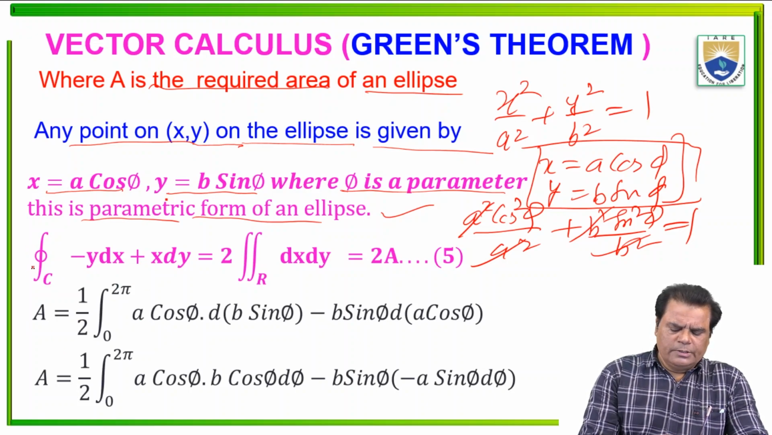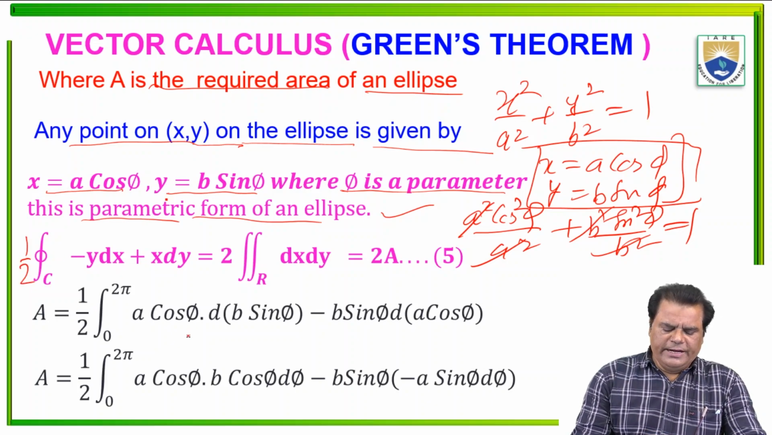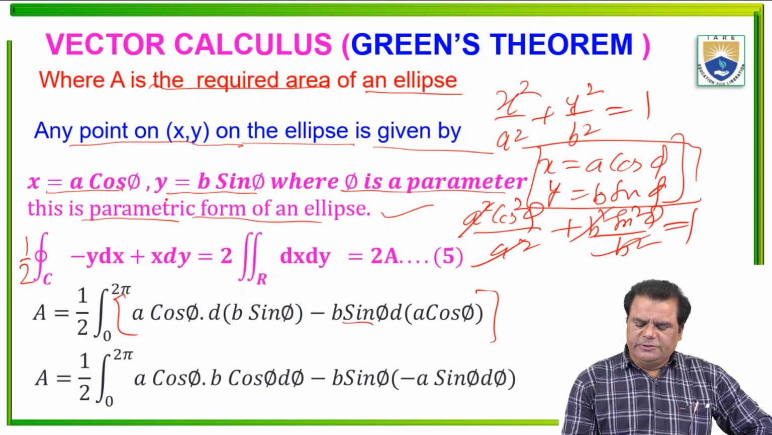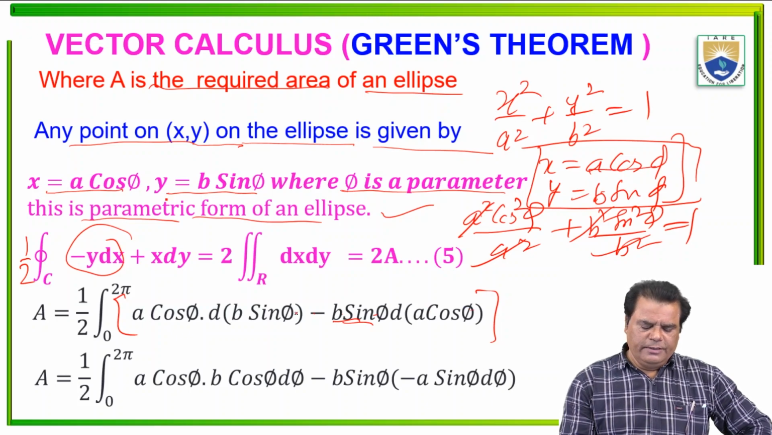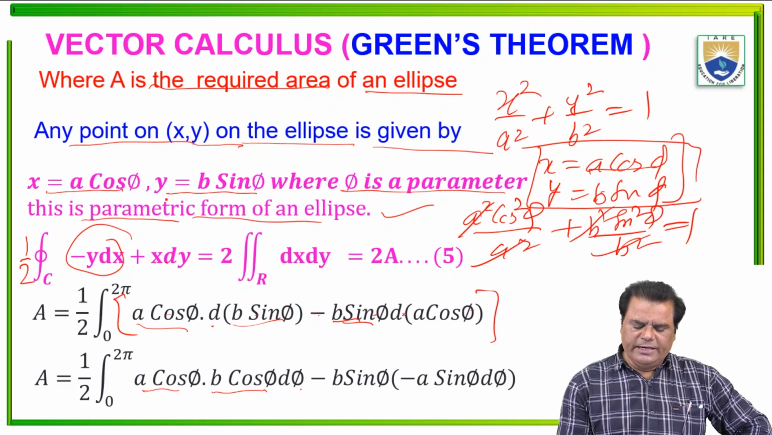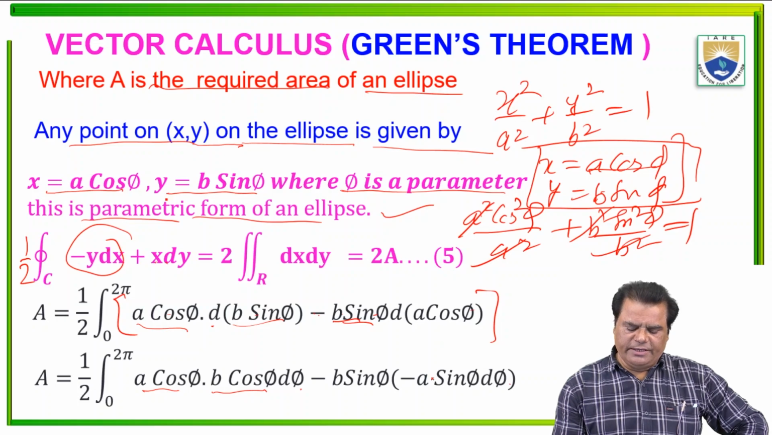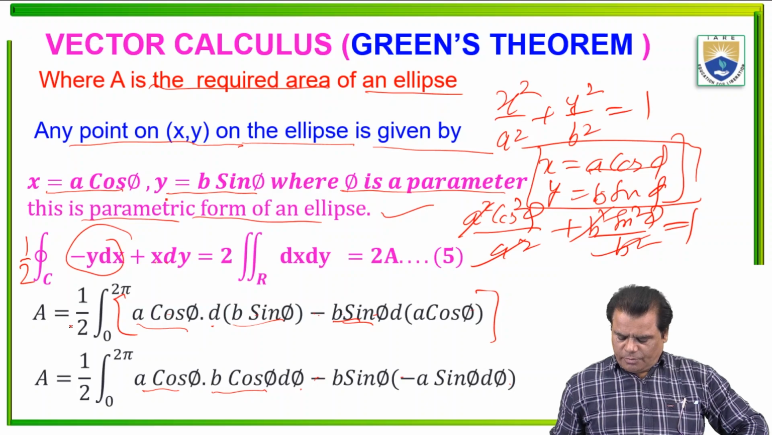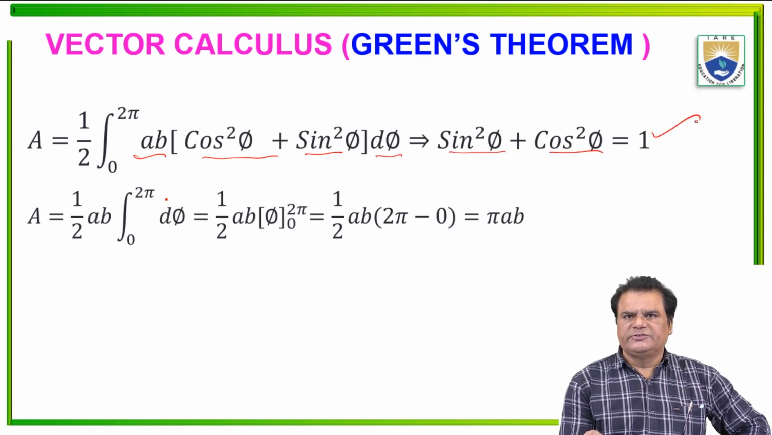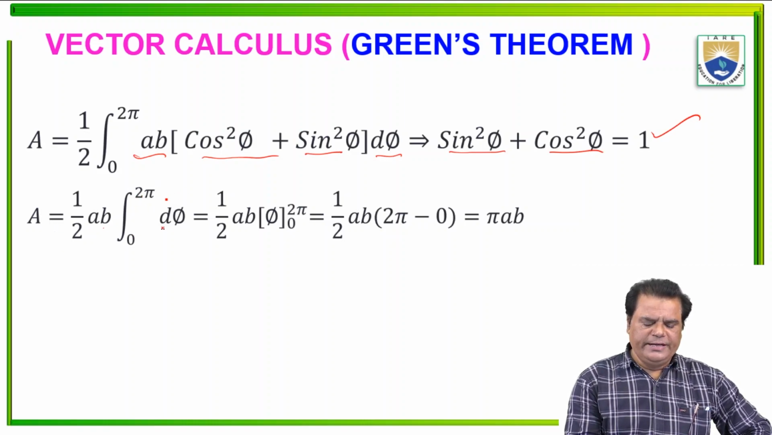Now here, taking 1/2, we write 1/2 of minus y dx plus x dy. Minus y is minus b sin phi, and dx is the differential of x, where x is a cos phi. Plus x, which is a cos phi, times dy, the differential of y, where y is b sin phi. So a cos phi times b cos phi d phi, minus b sin phi times minus a sin phi d phi. Minus minus is plus. This equals 1/2 ab, common, times cos squared phi plus sin squared phi d phi. Since sin squared phi plus cos squared phi is 1, we get 1/2 ab integral from 0 to 2 pi of d phi.